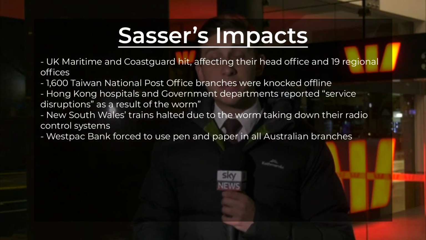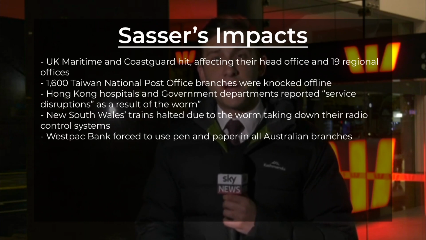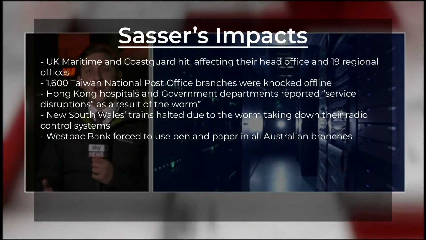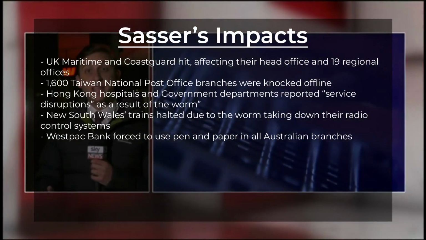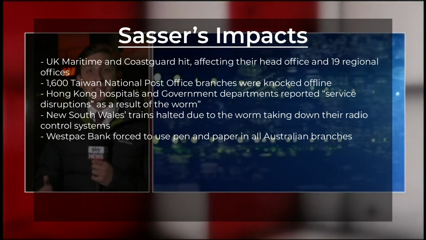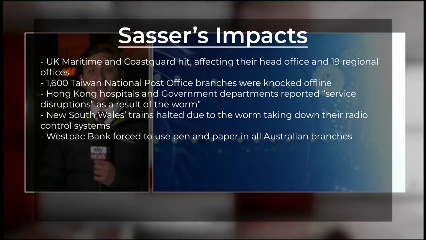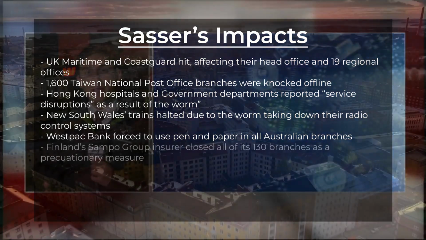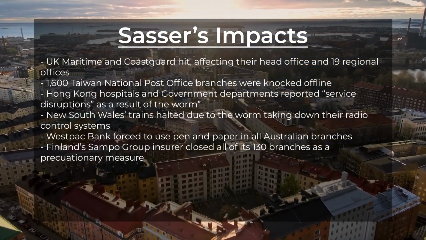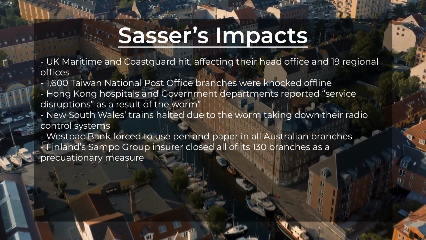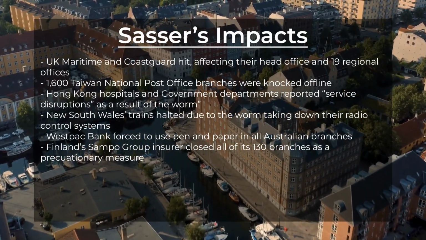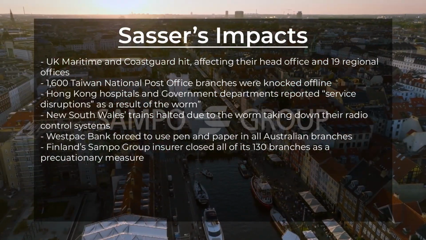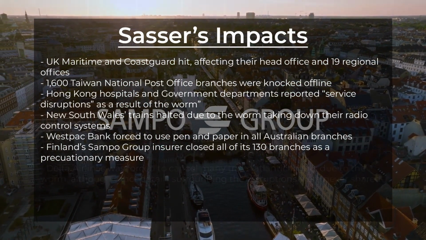The other instance in Australia was that Westpac Bank was also affected massively and had to revert to pen and paper for transaction records due to its systems being swamped by the worm. This affected customers for a little while as the bank had to catch up after the worm had been removed from their system. In Finland, an insurer called Sampo Group ended up closing all of its 130 branches as a precaution after seeing the initial signs of infections of Sasser within its internal networks.